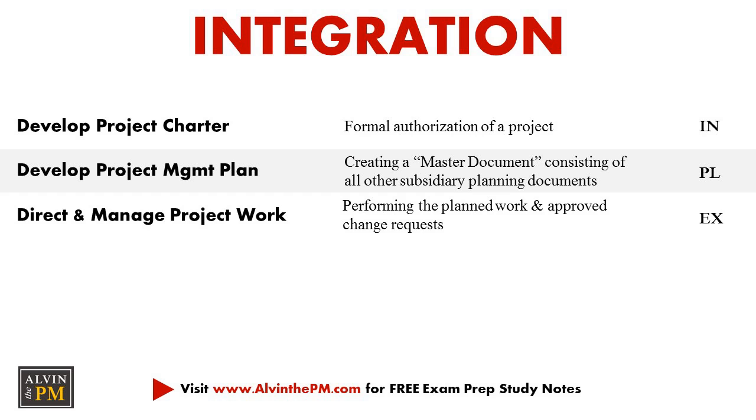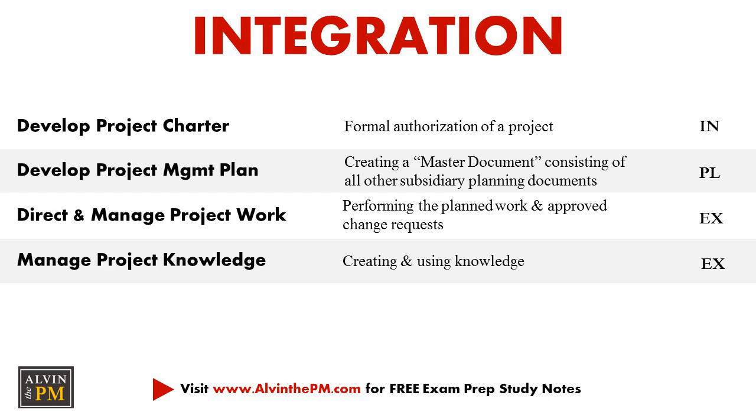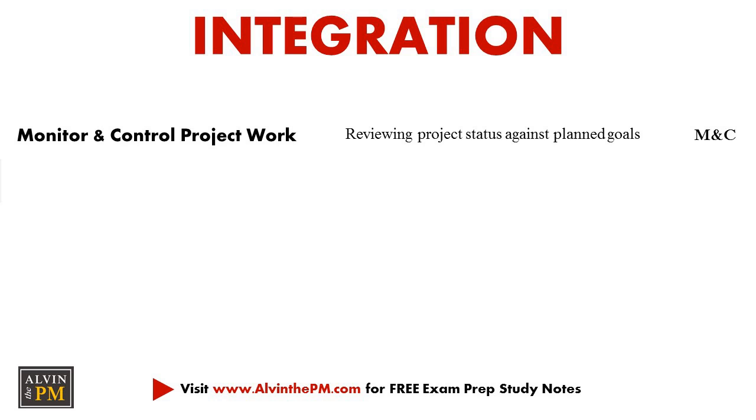In this step, we're performing the work that we planned in our project management plan and implementing all approved change requests. And then we manage project knowledge. We create and use knowledge from our project into lessons learned to help make our project a success. And then we monitor and control our project's work. We track and review our project status and health to make sure everything is still going smoothly per our plan.